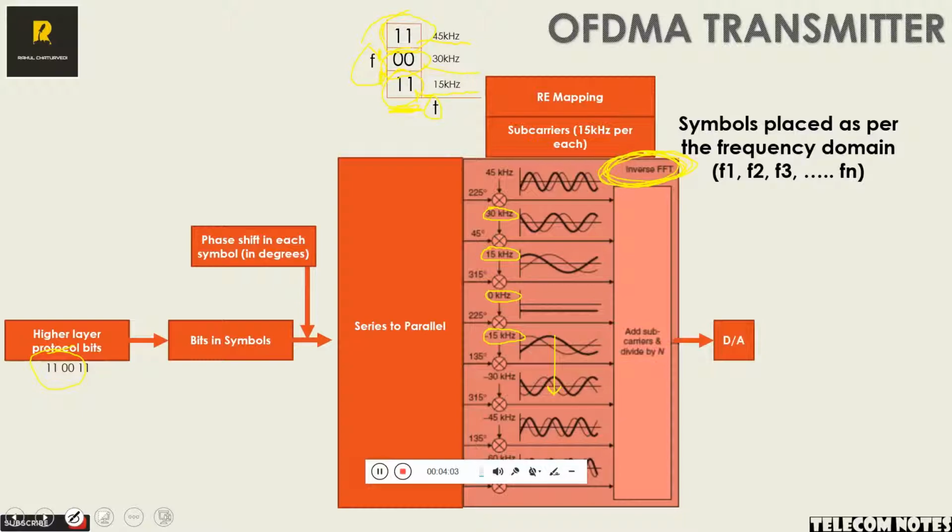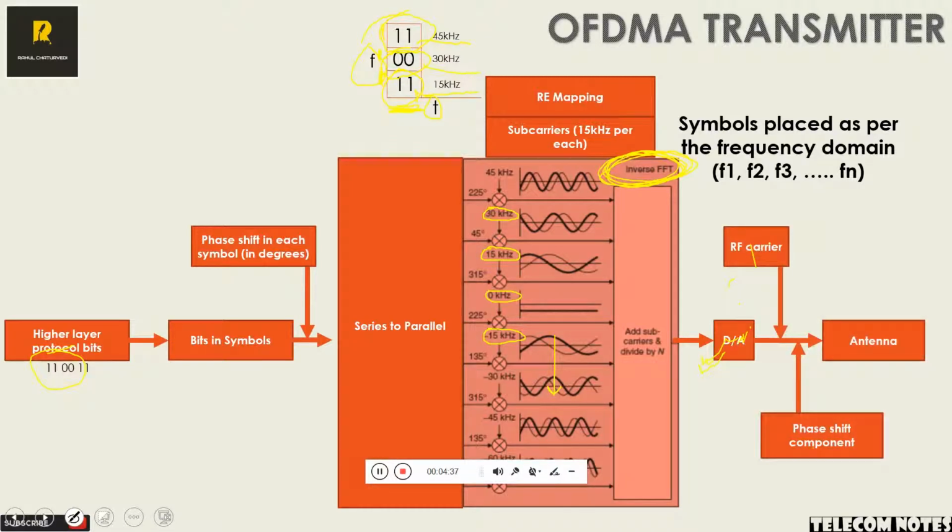After the inverse FFT, from the frequency domain the signal has changed into the time domain again. After that we go through the digital to analog converter, and after the digital to analog converter we put the RF carrier on it. After putting the RF carrier, that means the particular carrier frequency, we apply the phase shift component again, and after that we transmit through the antenna. So that is the OFDM transmitter, in which we are using the IFFT only.